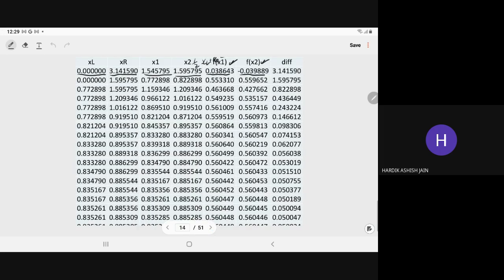So the next interval is xl and x2. Next interval is xl x2. And the difference between xl and xr is equal to 3.14. Up to when will we repeat? Up to when this is less than 0.05. We repeat this until it is less than 0.05.